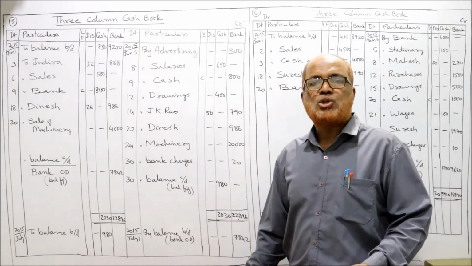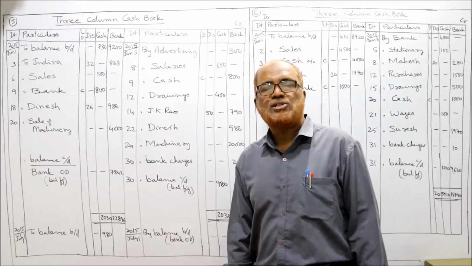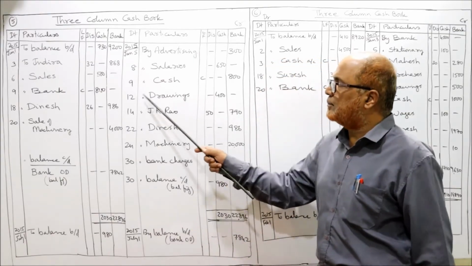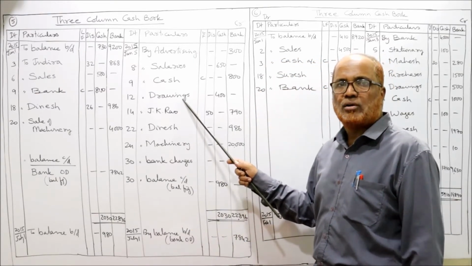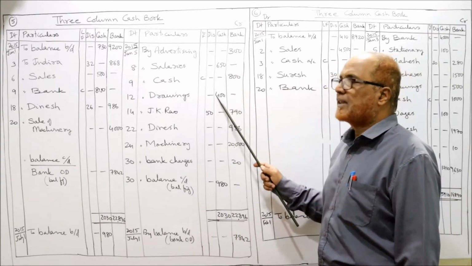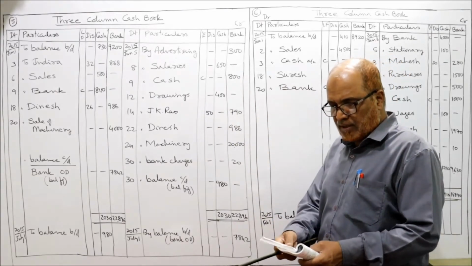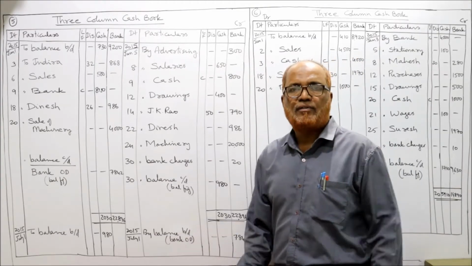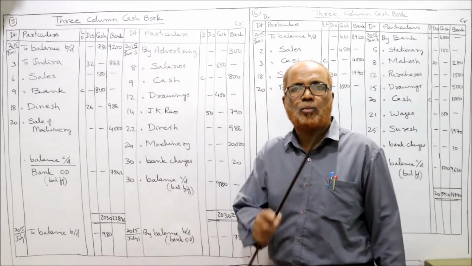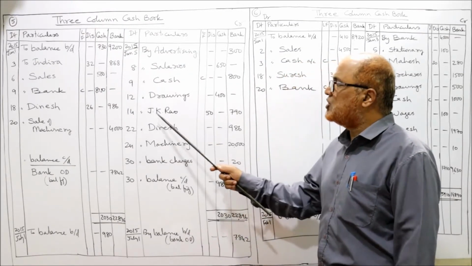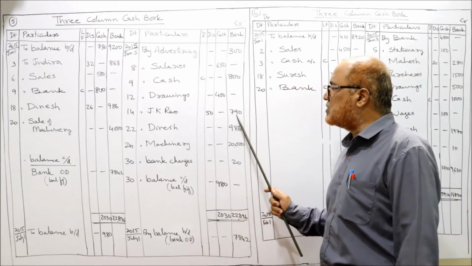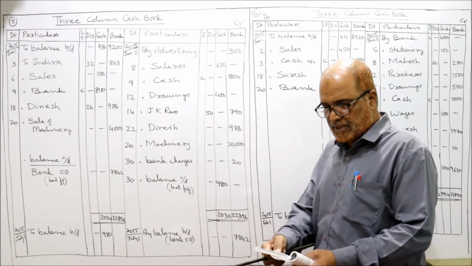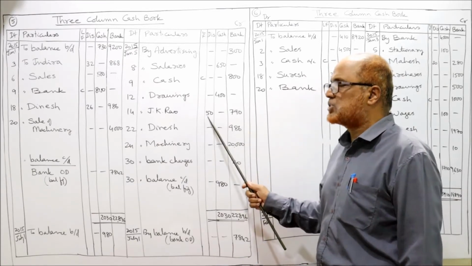Then 12th, cash drawn for personal use. When cash is drawn for personal use, it is called drawings. So date is 12th, by drawings. Cash is withdrawn, so cash column 400. Then 14th, issued check in favor of J.K. Rao. When we issue the check, cash will be paid through bank. So credit side, by J.K. Rao. What is the value of the check issued? 790. How much discount received? 50. So 790 bank column, 50 rupees discount.